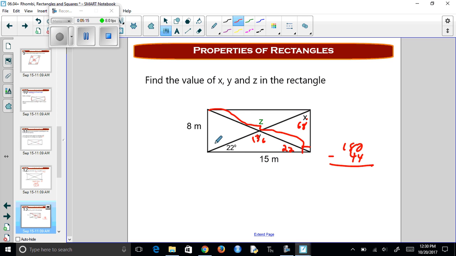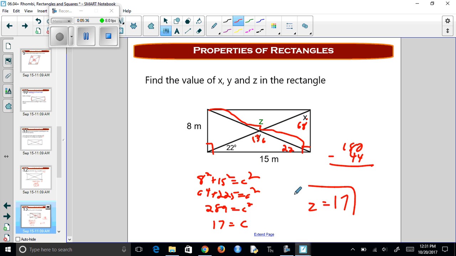Now if I want to find z, since this is a right triangle, we can use the Pythagorean Theorem. 8 squared plus 15 squared is equal to c squared. So that's 64 plus 225, which comes out to a real nice number of 289, because when you square root that, that will equal 17. So our z in this situation is 17.